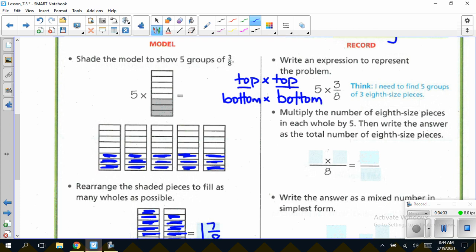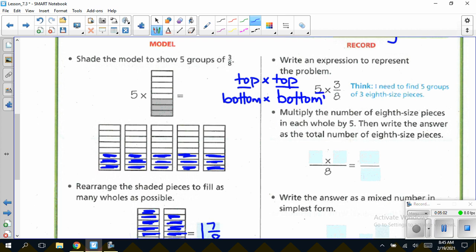So anytime we say top times top, bottom times bottom, you know that you're multiplying the numerators together and the denominators together. Now, when we have whole numbers, we don't have a denominator that is shown in our whole number. So when we think of whole numbers, we know that if I would take any whole number and divide it by 1, it would give me that exact same whole number. So all whole numbers have a denominator of 1.